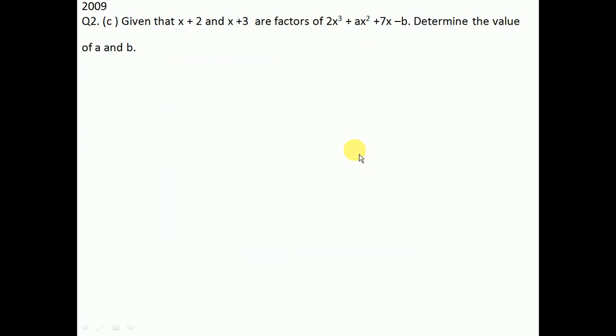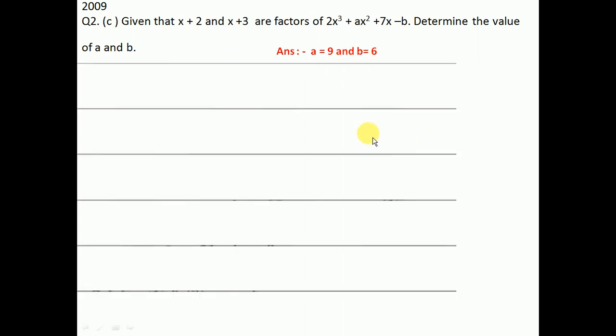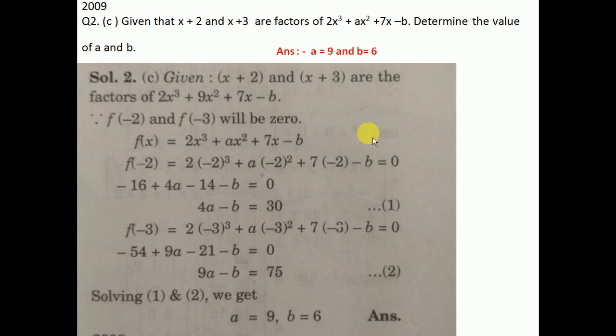Now, next question. Given that x plus 2 and x plus 3 are the factors of this. See, when two things are given, two unknowns are there. Like the last question, you stop the video, try doing it on your own. Answer is there. Check, did you get the answer? If you get the answer, you have done this chapter.